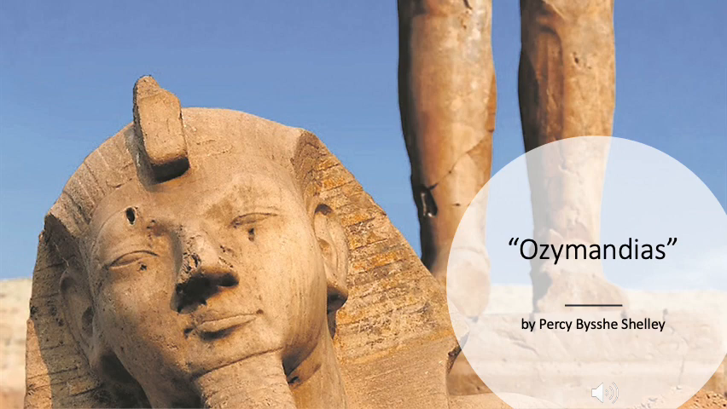It's a poem that uses the image of a crumbled statue to talk about an issue that Shelley held very close to himself, and that is the contrast between the power and the permanence of art and the transience of power, especially political power.